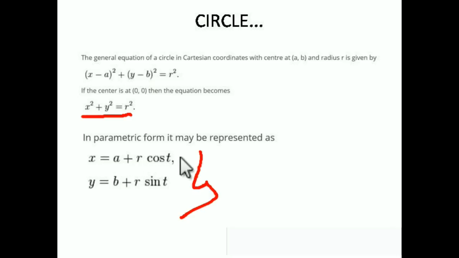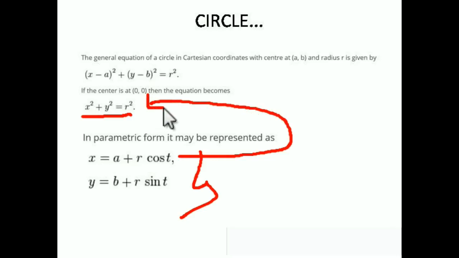Now, if we put this parametric form in the given equation of the circle, the equation must be satisfied. Put x is equal to r cos t, then you have r square cos square t. If you put y is equal to r sin t, then you have r square sin square t. R square gets common, you have cos square t plus sin square t is 1, so you have r square, and that is equal to the right hand side. That means by putting these values of the parametric equation, the equation must be satisfied.